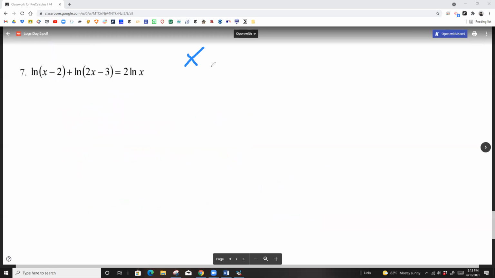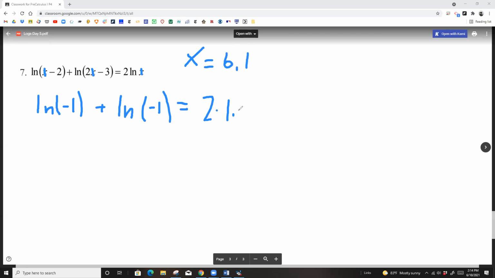So our solutions were x equals 6 or 1. Let's plug in 1 real quick. So a 1 there, a 1 there, and a 1 there. So this is the natural log of negative 1, which is not possible. So 1 is going to be an extraneous solution. But how could that have happened? Well, this is 2 minus 3, so that's negative 1 as well. Another natural log of negative 1, which is not possible. You can't take the log of negative numbers.